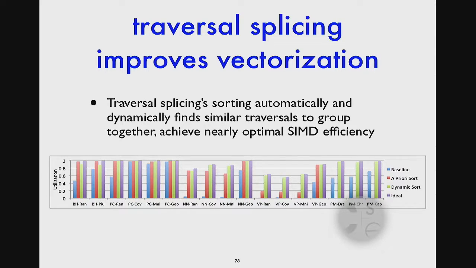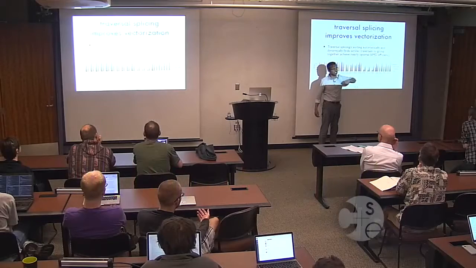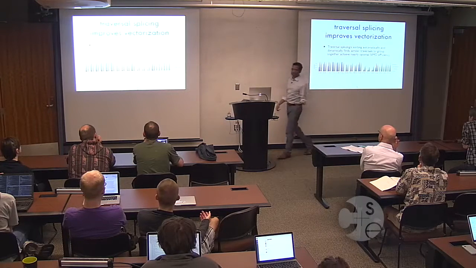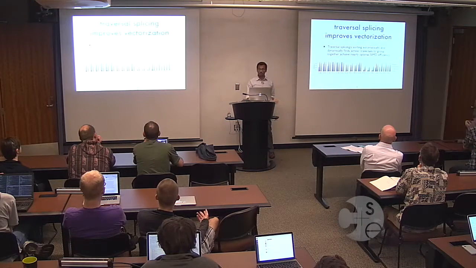If we do our dynamic sorting, completely automatic, we actually do really well. We get really good utilization, sometimes very close to the ideal utilization, the best you could possibly do. In fact, for some of our benchmarks, we actually get better utilization than the a priori sort. Our dynamic sort, because it's constantly changing the order of the points, does a better job of finding an order than if I had to sort ahead of time. So we get really good SIMD utilization as a result of this.